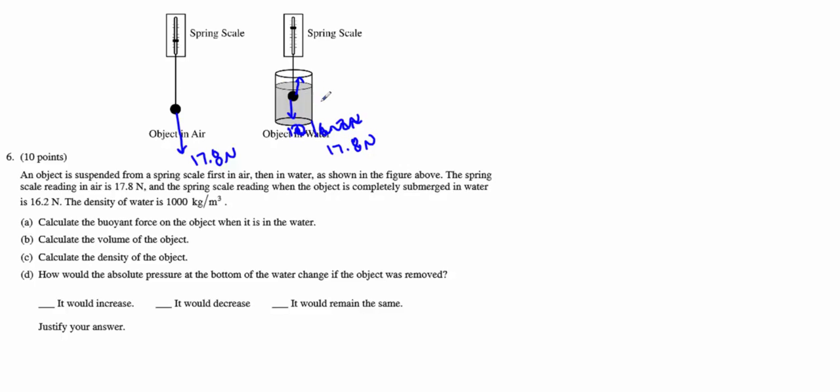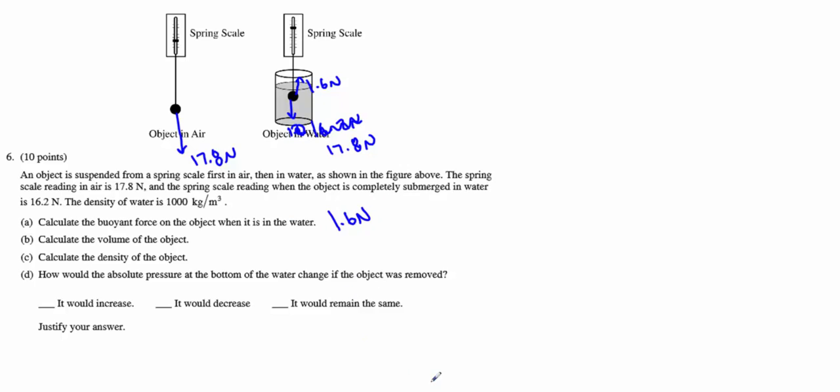There's still a weight of 17.8 newtons down. The buoyant force up must be the difference between those two numbers, or 1.6 newtons, to allow the overall net force to be what pulls the spring scale down. So the buoyant force for A is simply the difference between those two forces, or 1.6 newtons.